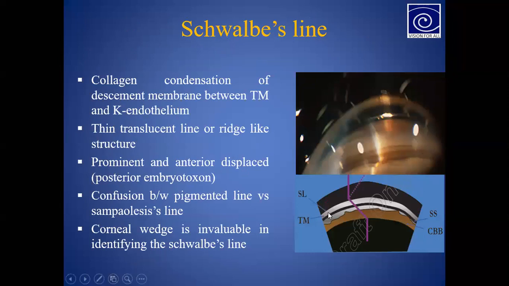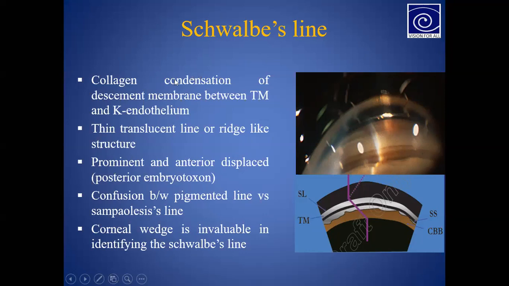If you see this animated image, this whitish line is denoted as Schwalbe's line, and then this is the trabecular meshwork. The trabecular meshwork will look like a pigmented, grayish line. And just after this trabecular meshwork there will be a scleral spur, and then the ciliary body band. So first we'll discuss Schwalbe's line.